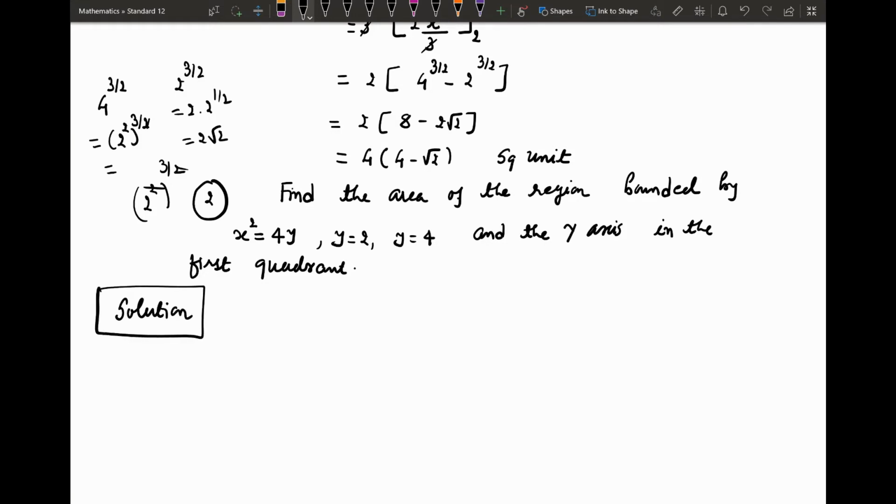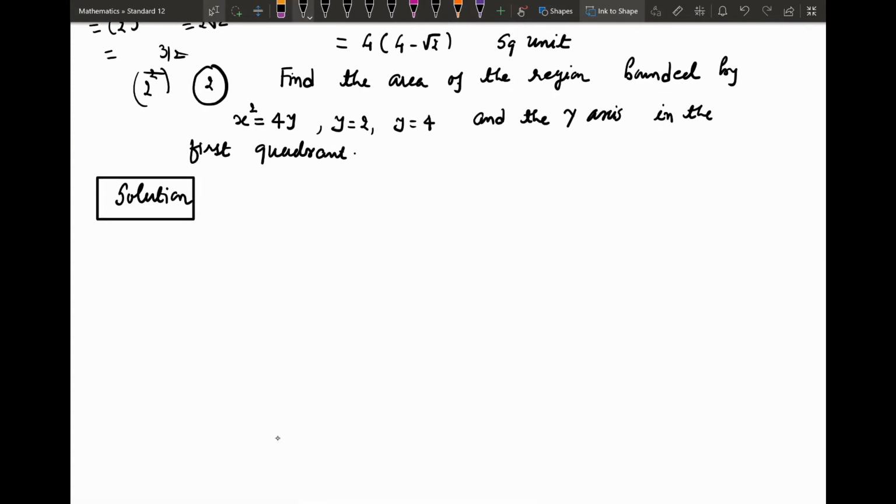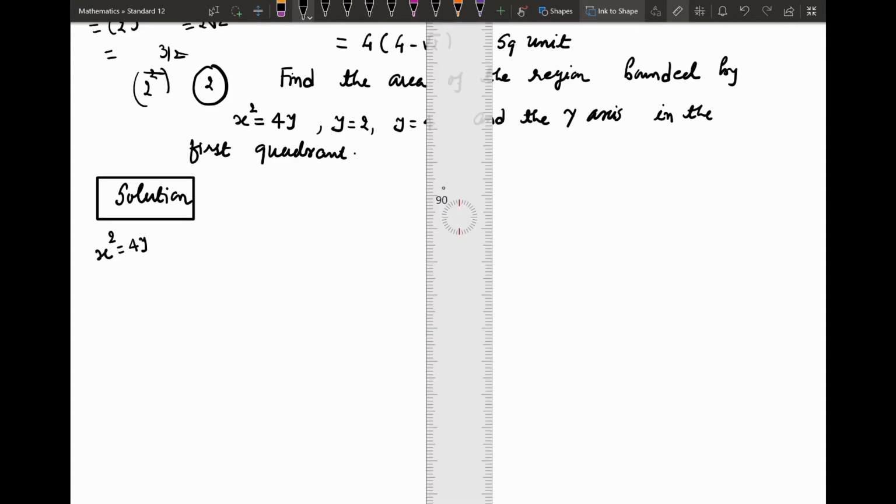So it is important how to draw the figure and which portion we have to find the area of. First focus on x square equal to 4y. So basic observation, square is positive, so y is positive, even power of x, so it is symmetric about y axis.